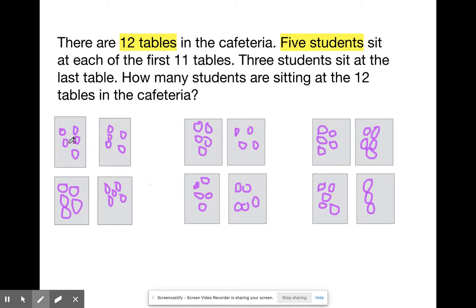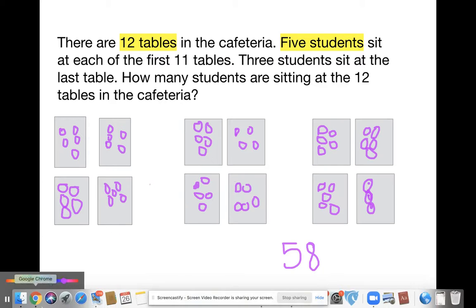Count with me. 5, 10, 15, 20, 25, 30, 35, 40, 45, 50, 55. Now I can't keep counting by fives because I have to count by ones now. So 55 is where I left off. 56, 57, 58. So I have 58 total students sitting in the cafeteria. Thumbs up if you got the same answer as me, that there's 58.